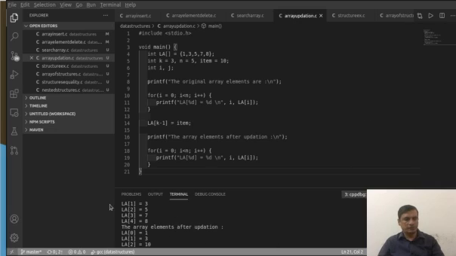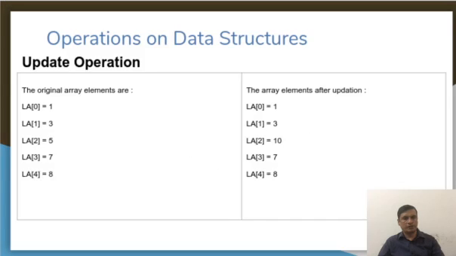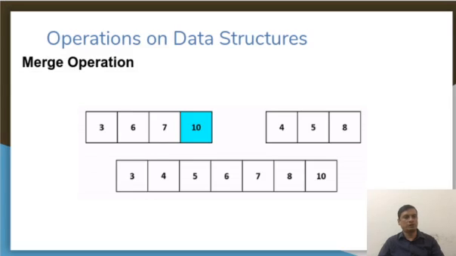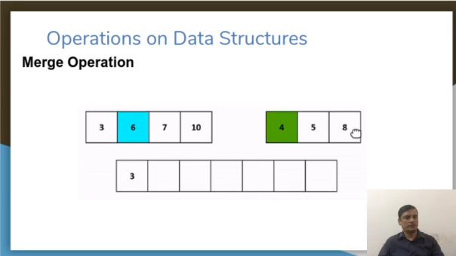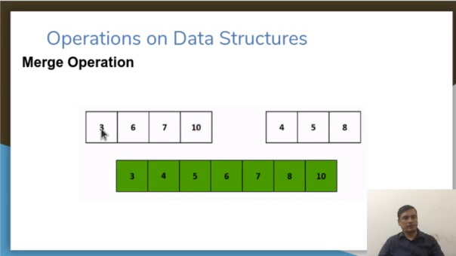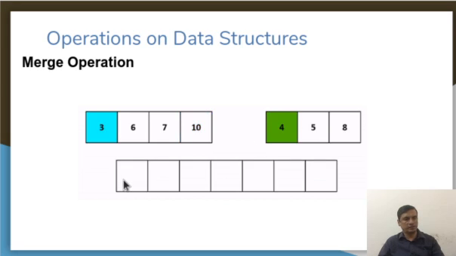After the execution of the program, we will move on to the explanation of one more complex operation on arrays, the merge operation. Here you have one ordered array with the elements 3, 6, 7, 10, sorted in ascending order, and 4, 5, 8, again sorted in ascending order. If I want to merge the first array with the second array, I will compare 3 with 4, take the least element, and then take the 4, then 5, then 6, and likewise.